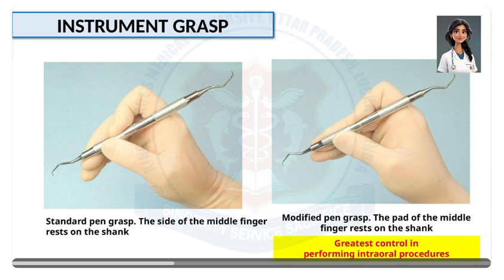The modified pen grasp involves the pad of the middle finger resting on the shank, enhancing tactile sensitivity. In contrast, the standard pen grasp uses the side of the middle finger. The modified pen grasp offers significant control during intraoral procedures, crucial for precision and patient safety.